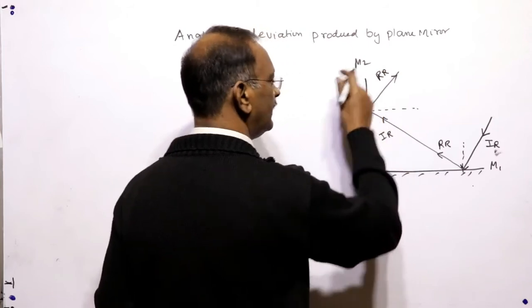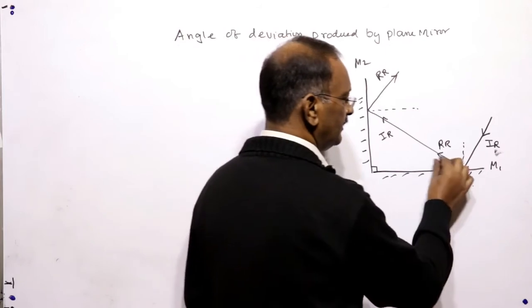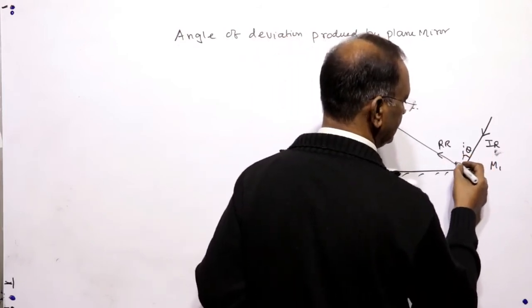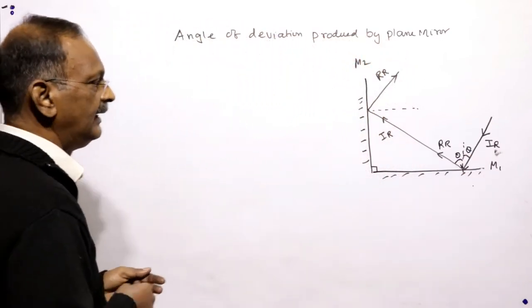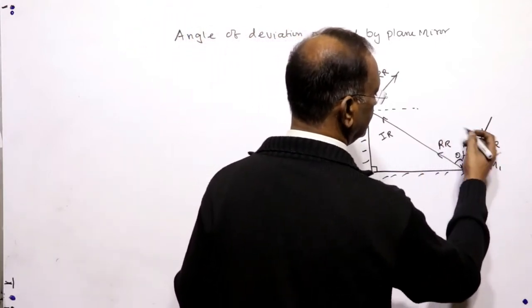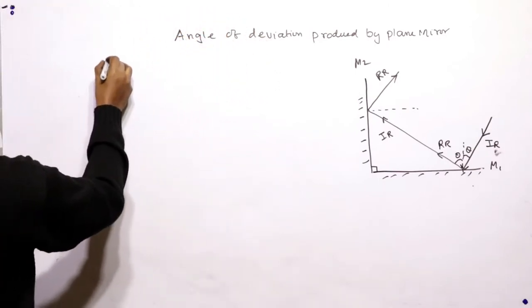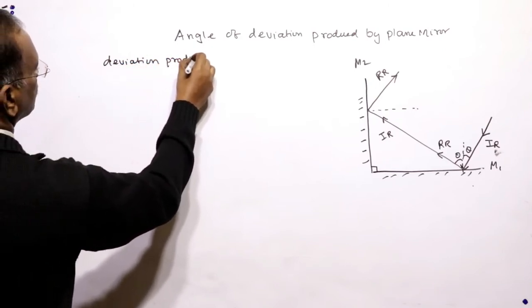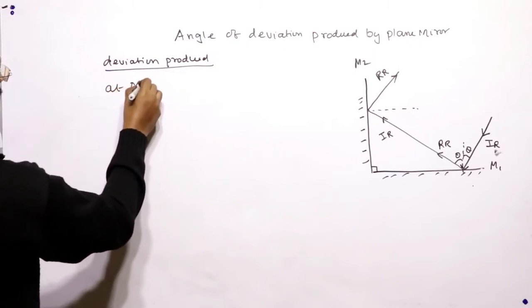This is the incident ray for M2, this is the reflected ray. With respect to the normal, this will be theta, the angle of incidence, and this will also be theta, the angle of reflection. Both are equal. It means this total angle is equal to 2 theta. Now what is the deviation produced at mirror 1?